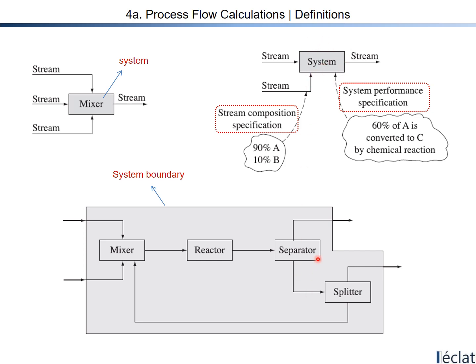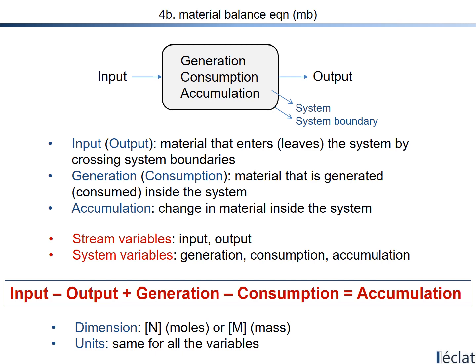Here is a more complicated system. It includes 1, 2, 3, 4 units involved in this process, and you could take the whole thing as a single system, and this is the single boundary. That's it for several definitions, and then it's time to go for calculation. For calculating something for processes, we need to have some equations.